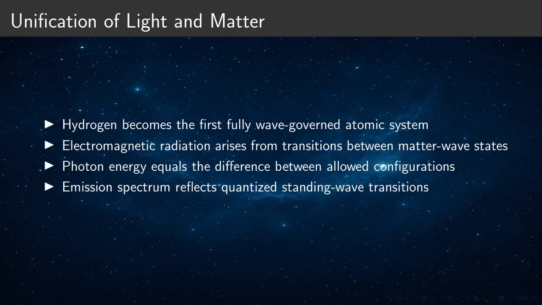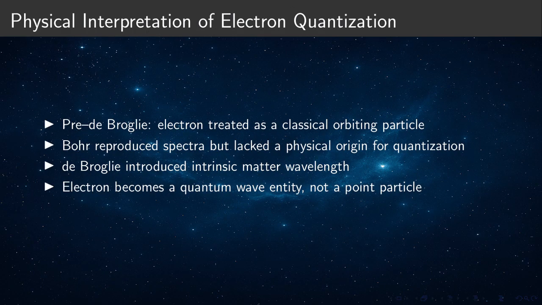Within this framework, the hydrogen atom becomes the first system in which atomic structure is fully governed by resonance conditions, and in which electromagnetic radiation arises from transitions between discrete matter-wave states. When the electron transitions between allowed shells, the change in standing wave configuration produces a photon whose energy corresponds exactly to the difference between these states.